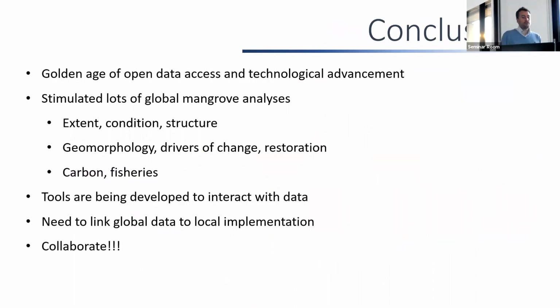So just to finish off with, I think we're in a golden age of open data access and technological advancement. This has stimulated a lot of global mangrove analysis. I've gone through a couple of examples. Again, there's more details in the paper. Please have a look at that if it's of interest. And tools are being developed to interact with that data, put it in the hands of scientists and NGOs that want to use that data to make decisions on the ground.